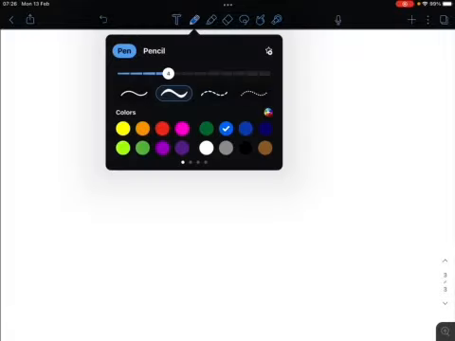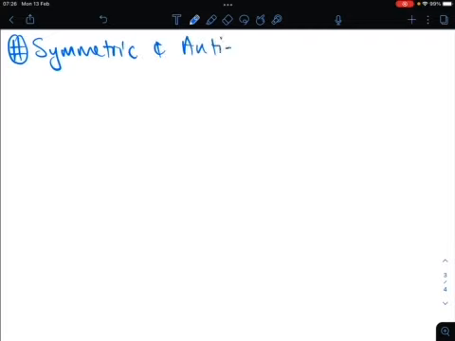So the next problem that we're going to look at is based on symmetric and anti-symmetric matrices.